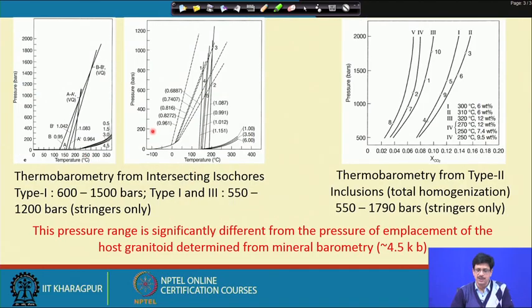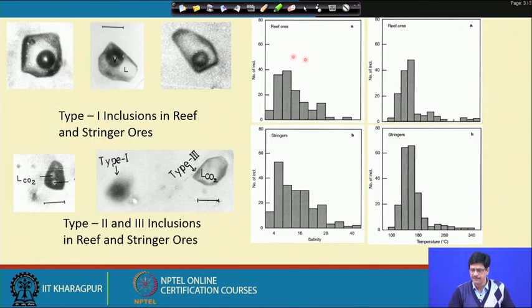So, just as we were discussing the thermobarometric exercise, we have a rough idea about the temperature range. Only in the case of the type 2 inclusions, as we mentioned before, these are the difficult inclusions because most of them leak before their total homogenization temperature.